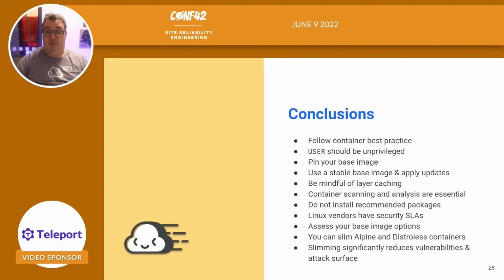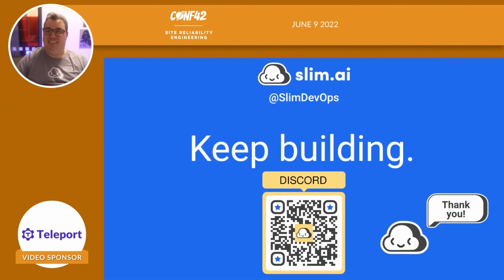Do not install recommended packages to help keep your containers slim and secure. Linux vendors have security SLAs. Assess your base image options and pick what is most suitable for your project. You can slim just about any kind of container image, including those based on Alpine and distroless, and slimming significantly reduces vulnerabilities and the attack surface. But yes, that was more than 5, and you're welcome.